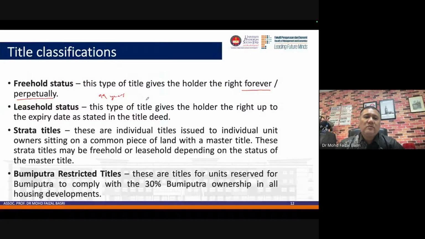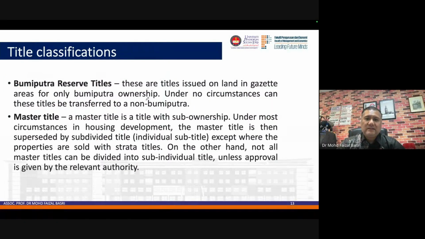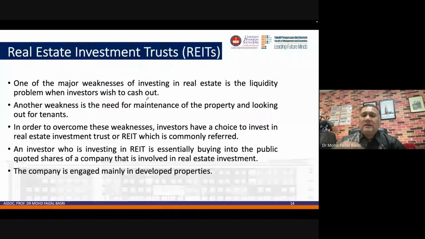And then we have the Bumi Putra title lah. Okay, Bumi Putra title. And also reserve title. So this Bumi Putra title reserve only for Bumi Putras lah. And untuk reserve lagilah kita tak boleh transfer to non-Bumis. Alright, so master title tadi dah explain. So the REITs I already mentioned, one of the alternative of investing in properties, instead of you invest directly, you decide untuk invest indirectly dengan owning the investment trust fund.